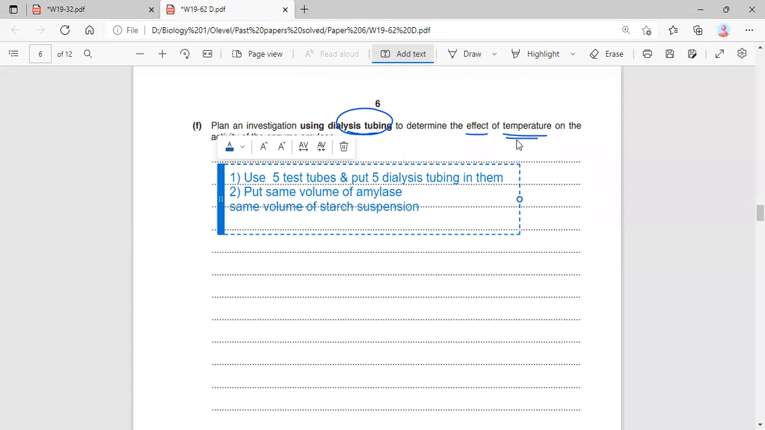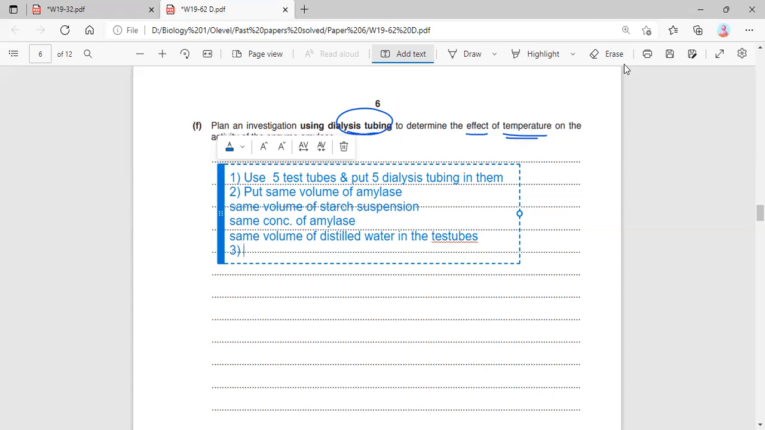What else can I say? I can put same concentration of amylase, and yes, same concentration of amylase and starch, same pH, anything that affects the enzyme should be the same. Same volume of water in the test tube as he did, same volume of distilled water in the test tubes. All these factors should be the same.